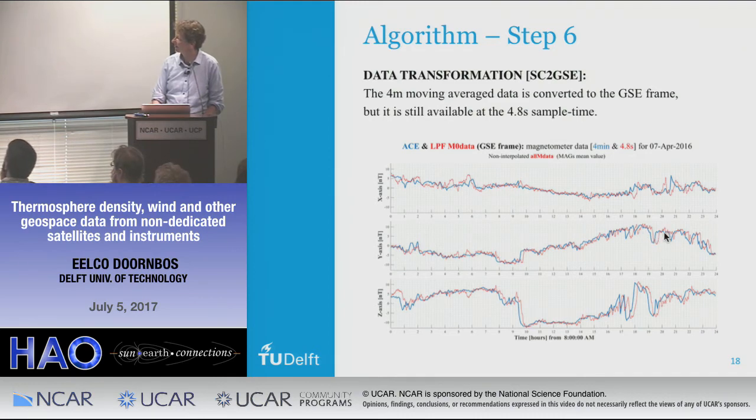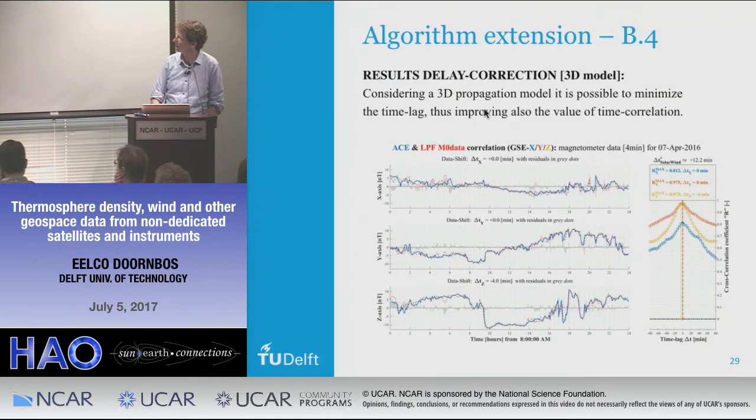And this time shift, if we use the solar wind speed from the ACE SWEPAM instrument, and we apply a simple correction for this time shift based on the solar wind speed, we actually get a very high correlation of at least two of the components of the interplanetary magnetic field measurement.